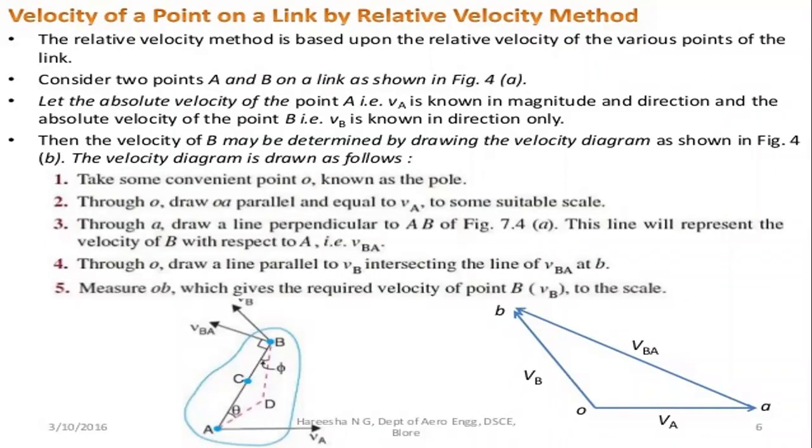Next, I am taking the velocity of a point on a link by the relative velocity method. The relative velocity method is based upon the relative velocities of various points of a link, so I am taking the different positions or portions of a link. I am considering the same A and B positions.